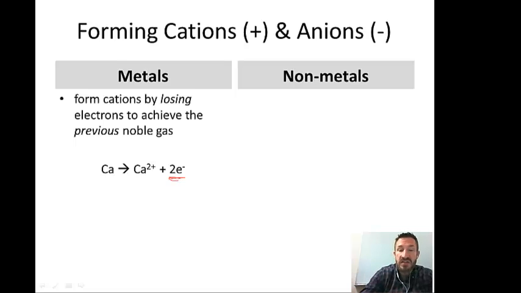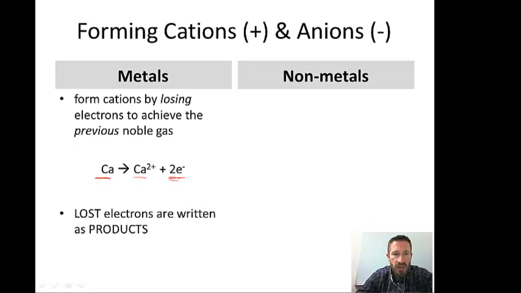Notice that when we wrote this, it's balanced in 2 ways. We have 1 calcium on each side, but it's charge balanced as well as atom balanced. There is no charge on the left-hand side, but on the product side, if you have a positive 2 and a negative 2, you end up with 0, so it's balanced for atom and charge. Whenever you write a reaction, even if it's losing or gaining electrons, please always make sure you balance it for atom and charge. So when we write this reaction, lost electrons are written as products because they are given off. That's very important. Metals lose electrons, and that's why metals have positive charges.